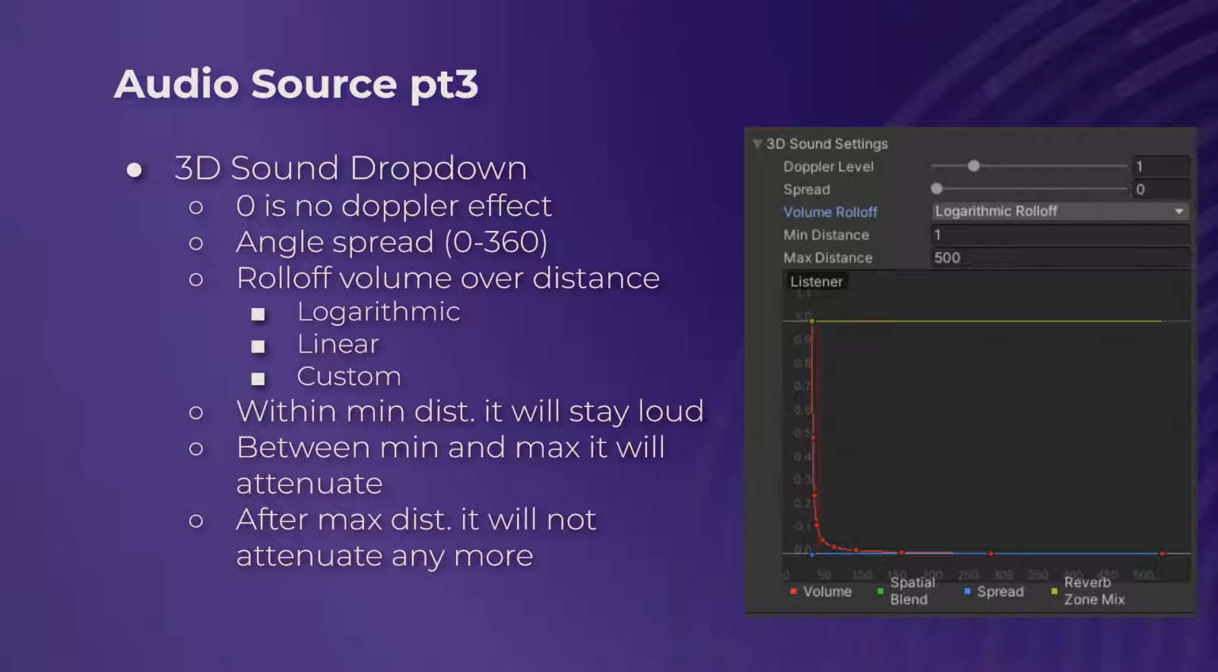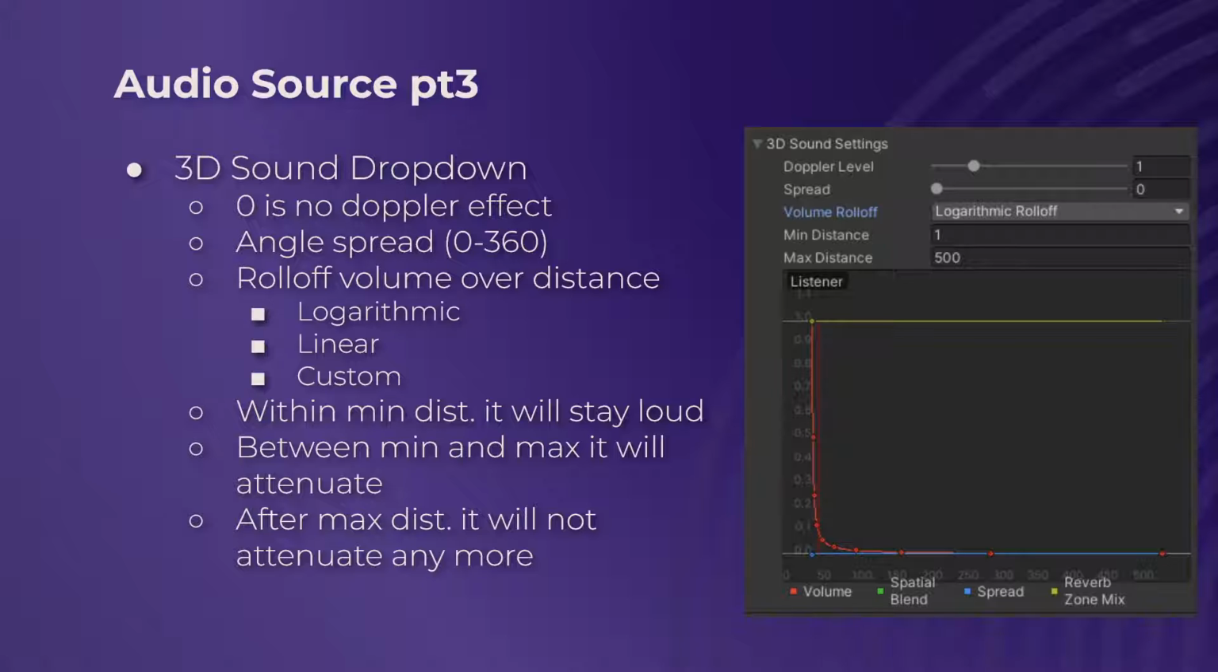All right, and then you got two other settings. You got min distance and max distance. Within the minimum distance, it will stay at its max volume. And in between min and max, it will attenuate. So wherever it is on that graph, the volume will change according to where it is between the two min and max distances. And after the max distance, it will no longer attenuate.